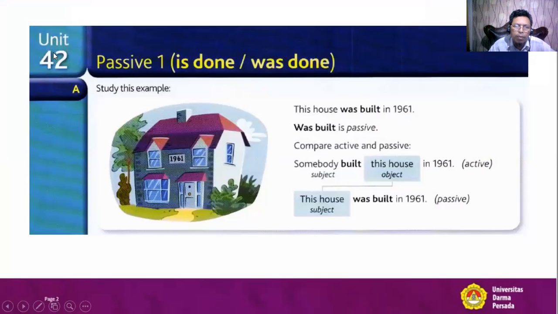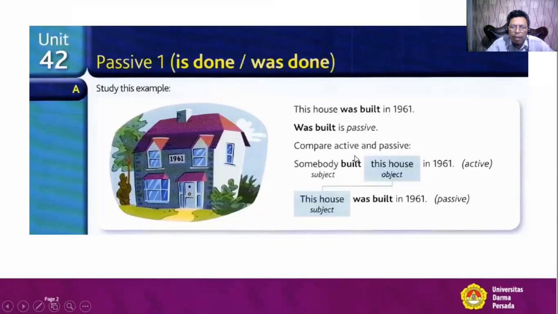We come to unit 42, and the title of the topic being learned is passive one. In brackets you have is done / was done. Study this example. This house, this is the illustration, was built in 1961. Everybody can see was built. Was built is passive. We are going to discuss more why this one is called passive.